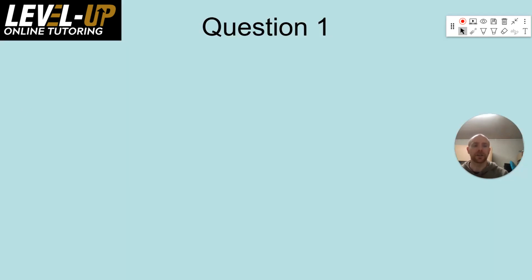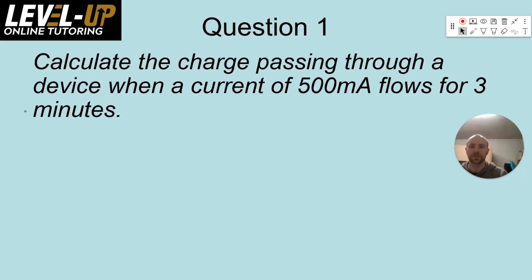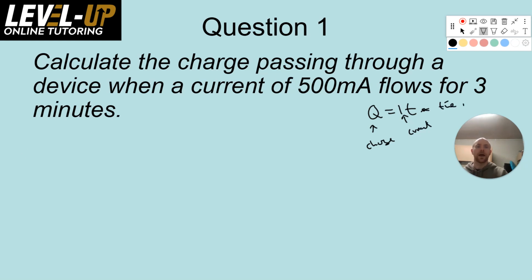But referring to that original equation, let's have a go at this. Calculate the charge passing through a device when a current of 500 milliamps flows for 3 minutes. So already I've thrown a few slightly tricky parts in here. The formula we're going to use is the one that I just showed you. Q equals IT. This is our charge, this is our current, and this is our time.